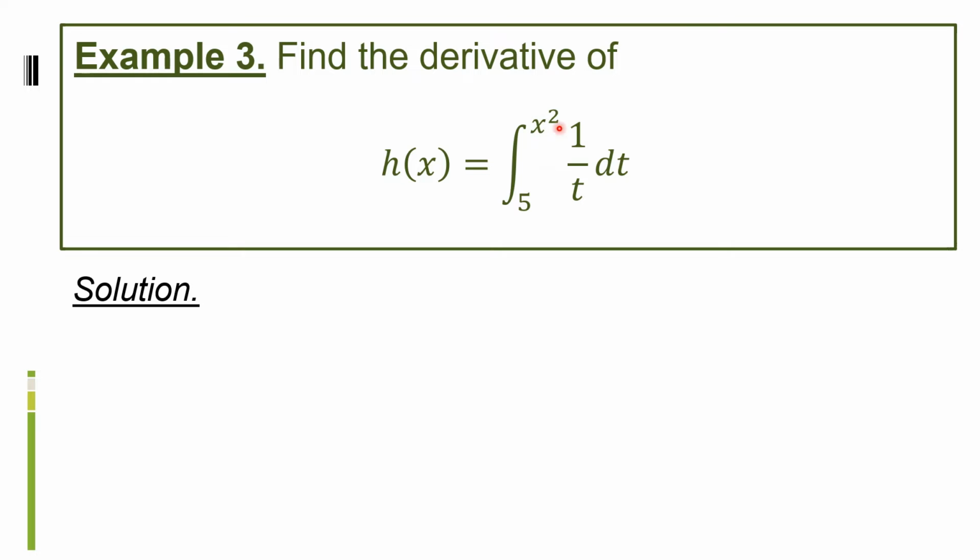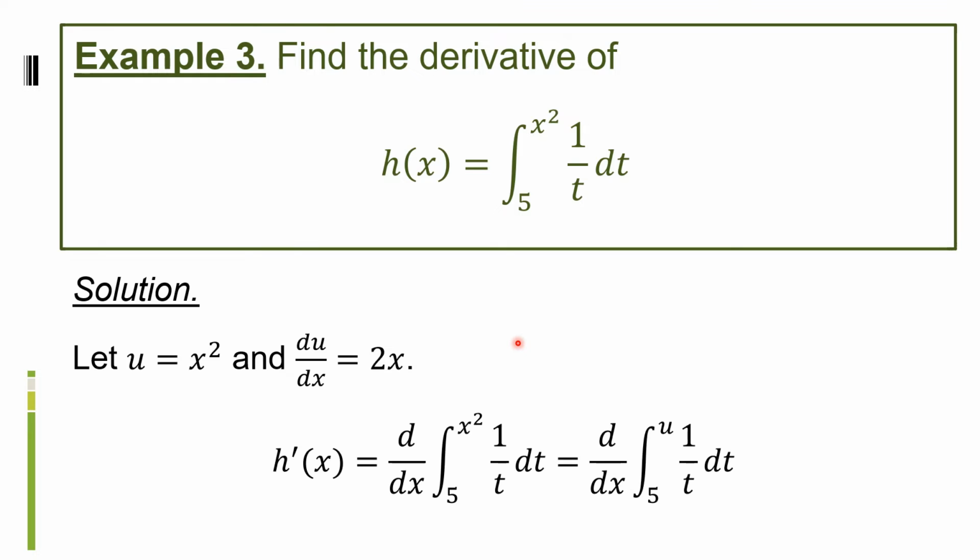At kailangan raised to 1 lang yung ating variable dito. We do that by letting u be equal to x squared and du over dx is equal to 2x. Kukunin lang natin yung derivative ng u natin. Okay? At magagamit natin ito mamaya sa ating solution.